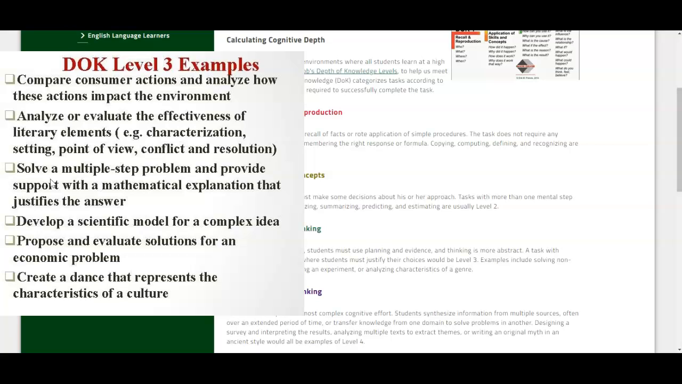Level 3 is strategic thinking. At this level of complexity, students use planning and evidence, and thinking is more abstract. A task may have multiple correct responses, and students need to justify their choices. Examples include non-routine problem solving, the designing of experiments, or analyzing characteristics of a genre.